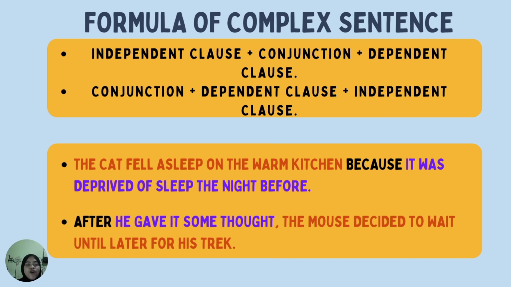Yes, the use of comma. If you start a complex sentence with an independent clause followed by a conjunction and followed by a dependent clause, you don't need to use a comma before the conjunction or after the conjunction or after any clause. But in the second formula, if it starts with a conjunction and dependent clause, it must be followed by a comma. After he gave it some thought, comma, the mouse decided to wait until later for his track.